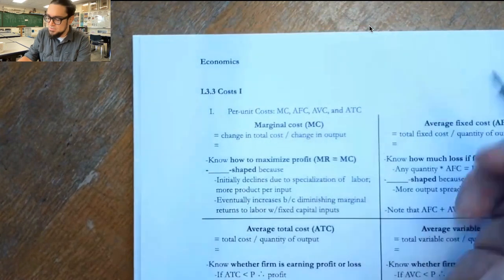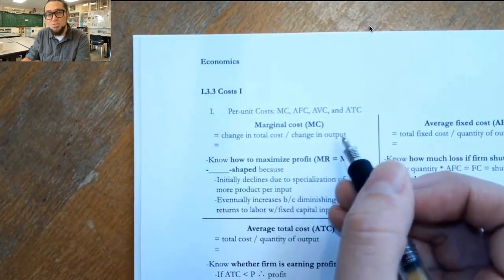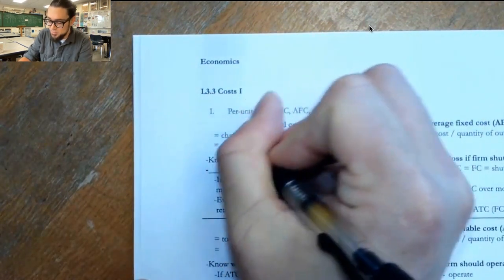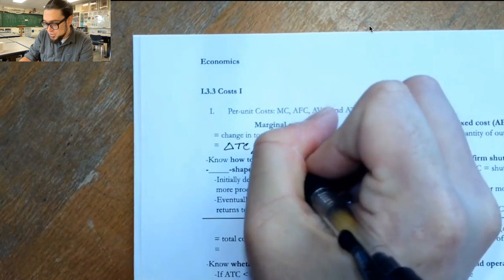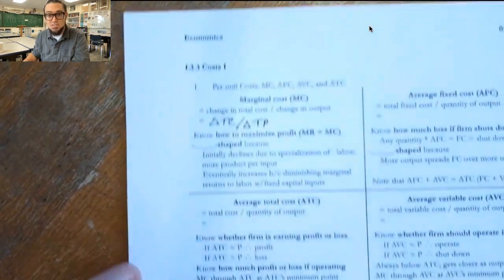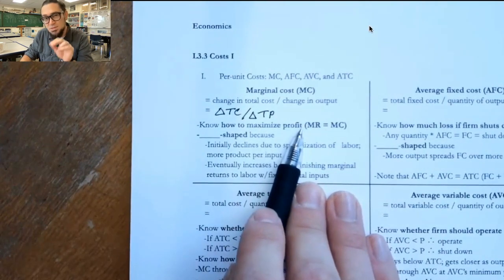Let's talk marginal cost. The first idea here is just the definition, change in total cost over the change in output. So it's kind of a rate of change type of problem. So it's equal to the change in total cost over the change in total product is another way that we could say that. And here I put in bold how to maximize profit. That's what this one's for.